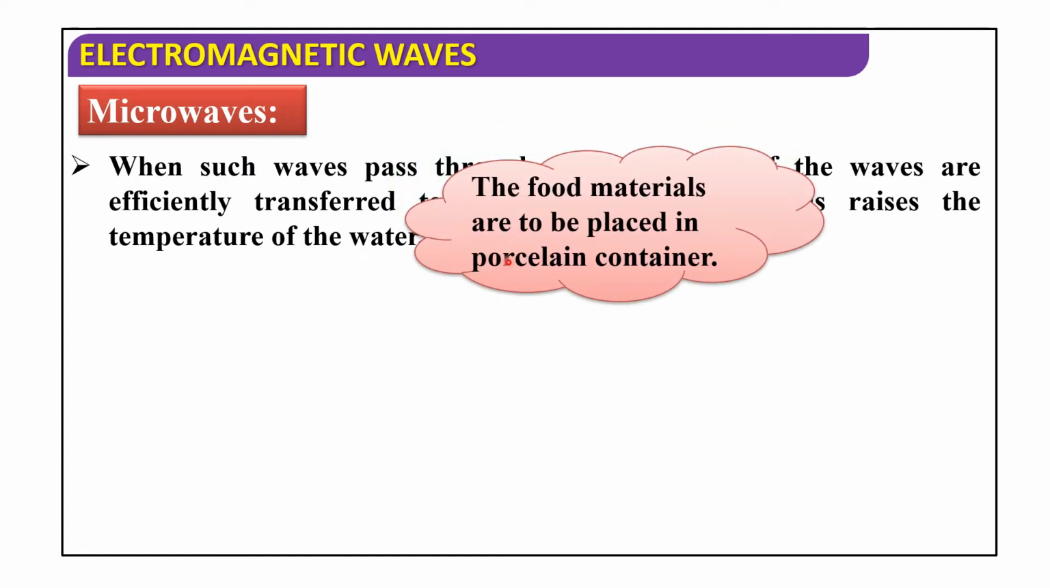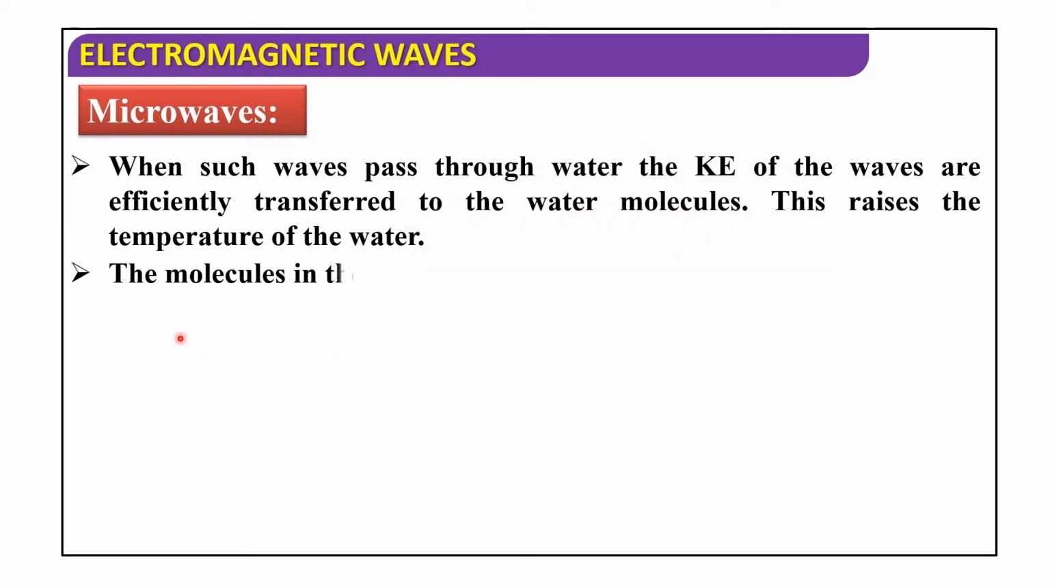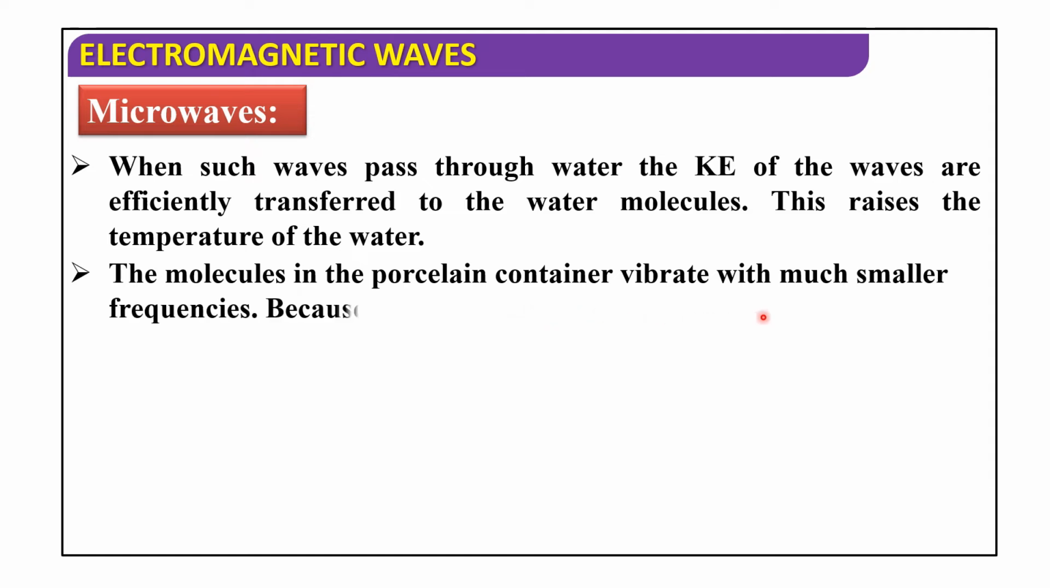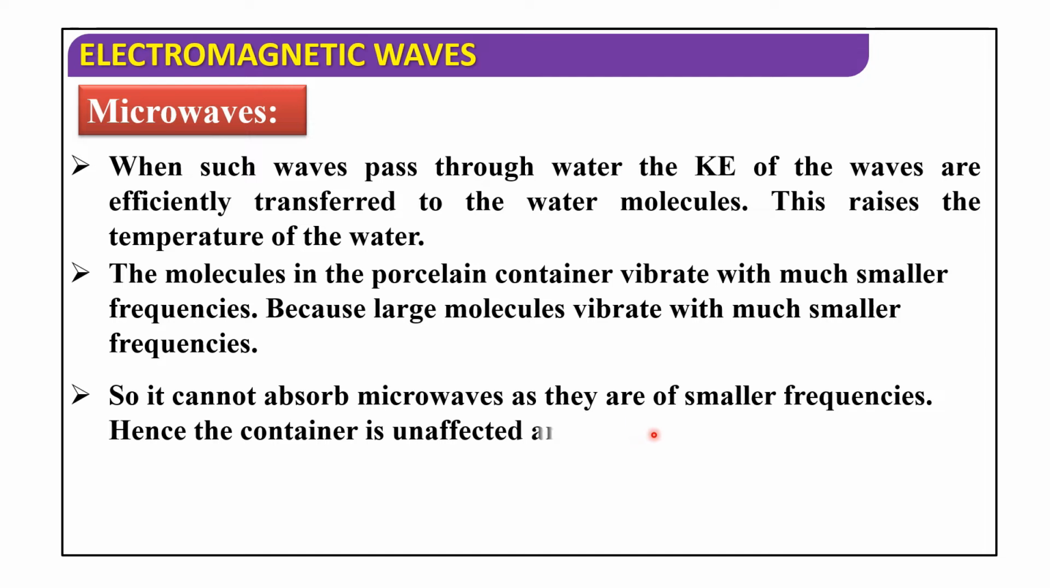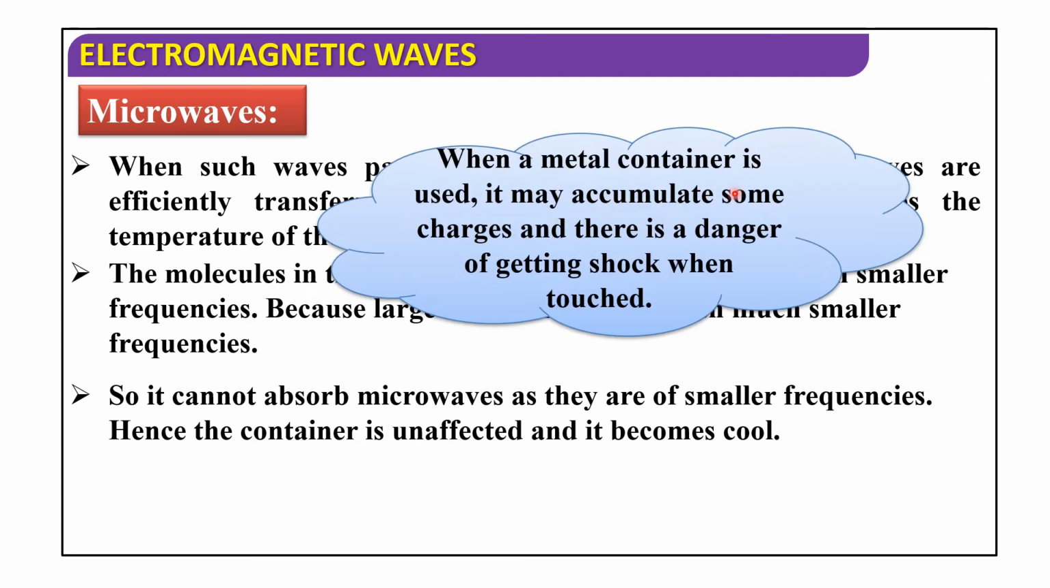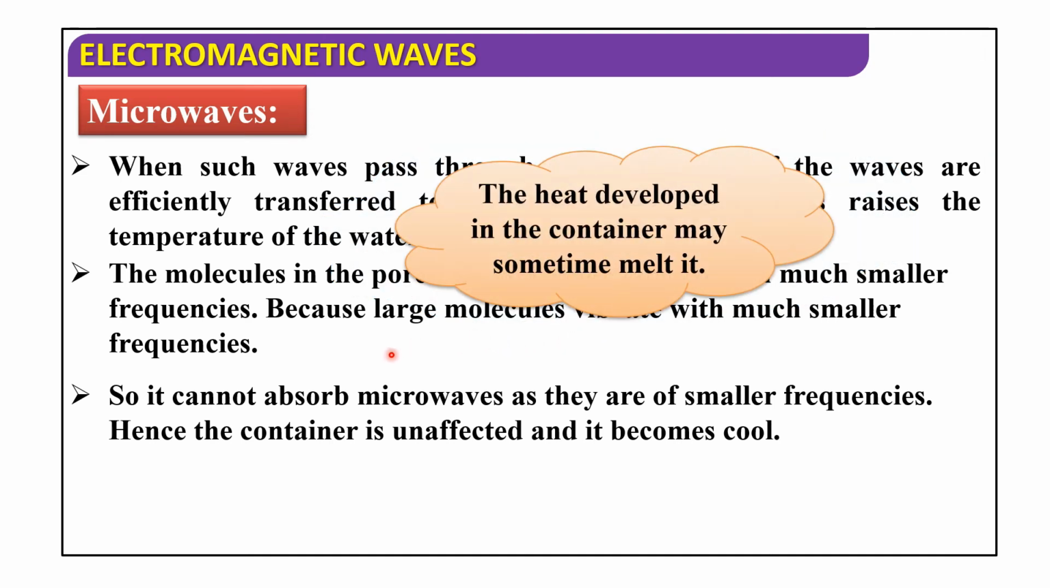The food materials are to be placed in a porcelain container. The molecules in the porcelain container vibrate with much smaller frequencies because large molecules vibrate with much smaller frequencies. So it cannot absorb microwaves as they are of smaller frequencies. Hence, the container is unaffected and remains cool. When a metal container is used, it may accumulate some charges and there is a danger of getting a shock when touched. The heat developed in the container may sometimes melt it.